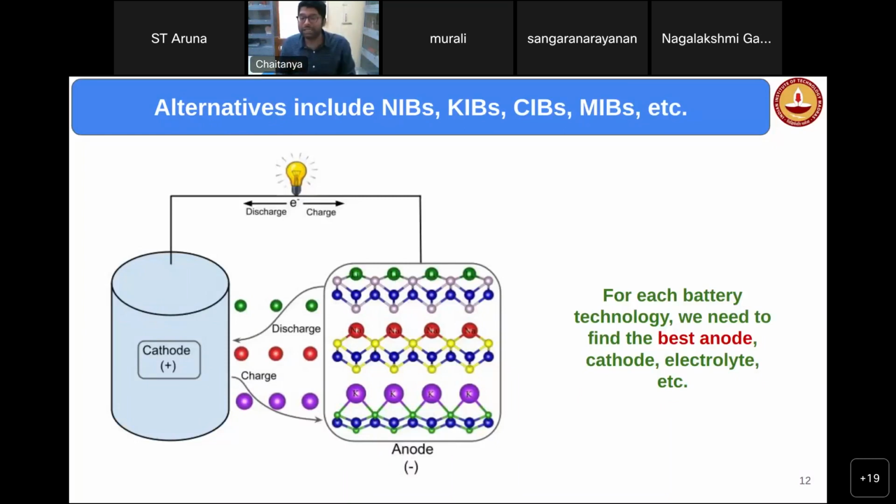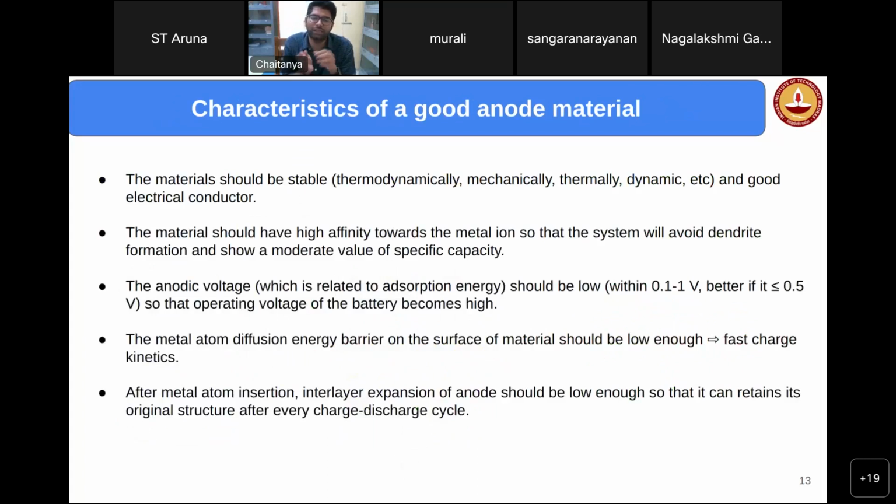Among these things, as I said, today's topic of our interest is only the anode materials and also those particular things that we can compute easily. Okay, this is what I'm going to tell you. So what are the good characteristics of an anode material? What are the characteristics of a good anode material?